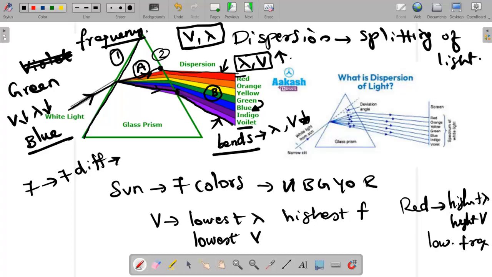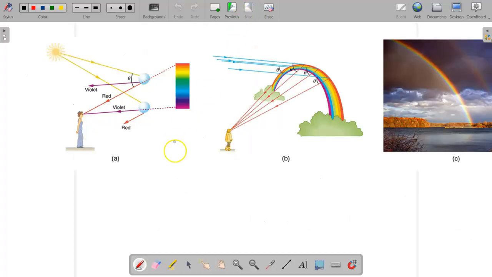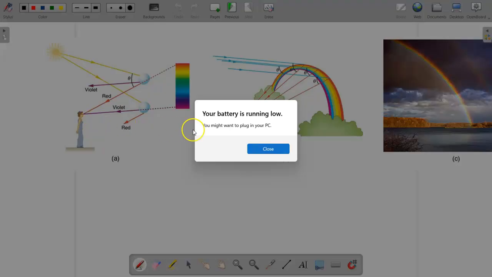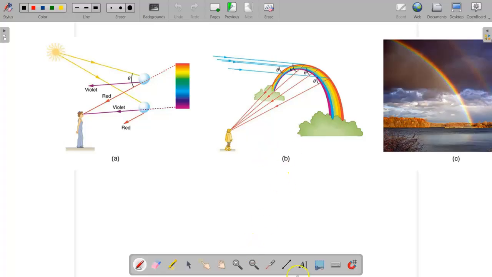And there is one more here, the rainbow. Rainbow is also a dispersion, splitting of 7 colors. Now the light from the sun is incident on the water drop, from the air medium into the water medium. The density increases in the water medium, it is more dense, and air is less dense. So it will refract.